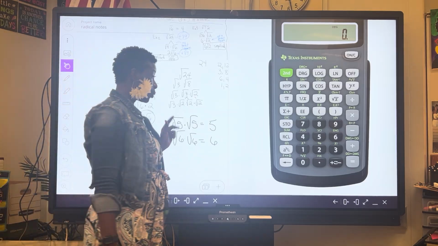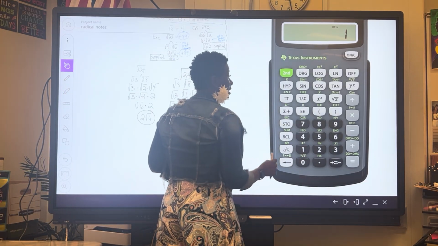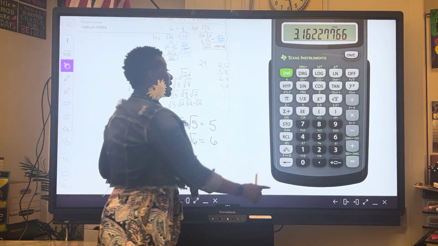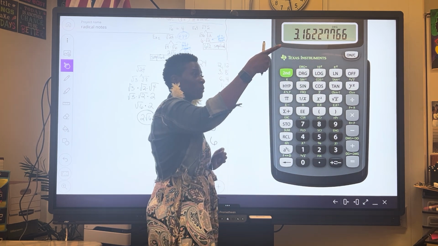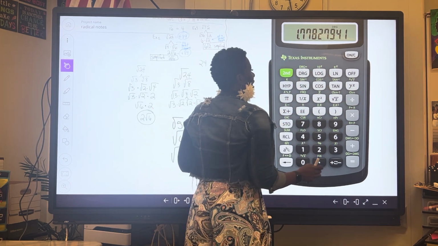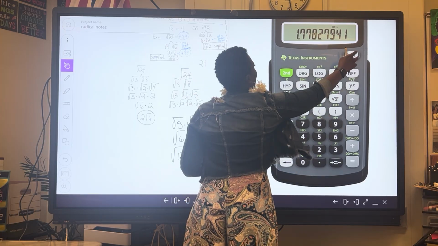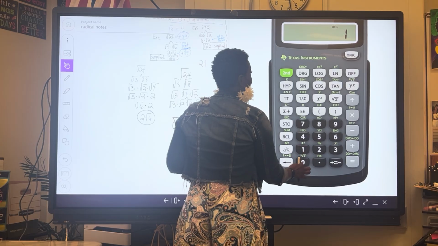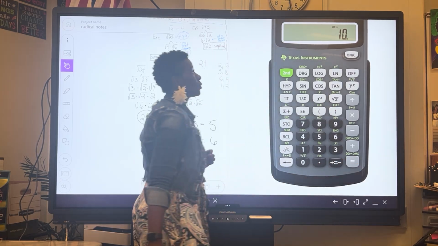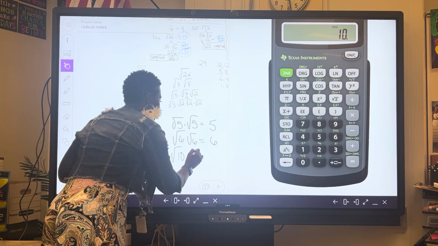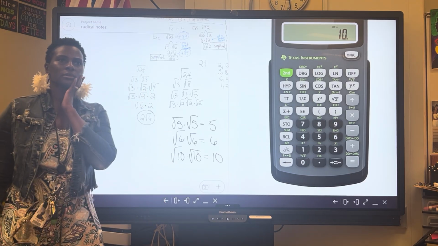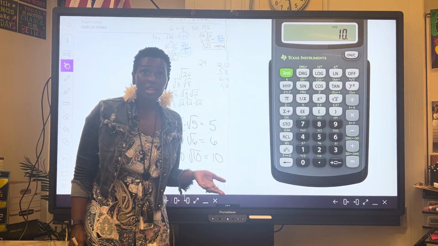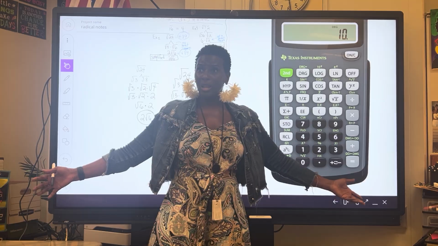Let's do 10. What am I going to put in the calculator? 10 square root. So that's the square root of 10 times what? 10 square root. Square root equals, what do we get? 10. Times 10 square root equals, what do we get? 10. What is the pattern? If you multiply a square root by itself, you're going to get that whole number. That's it. Are y'all following?